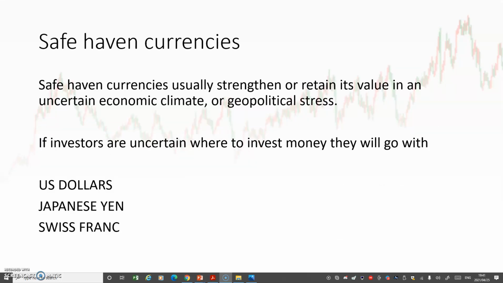And then safe haven currencies strengthen in value in uncertain economic climates or geopolitical stress like COVID. But the US dollar didn't increase then, but usually it is the USD, the Japanese yen, and the Swiss franc. Last year we saw, with the interest rates being dropped in the US, gold obviously increased because of its negative correlation to the US dollar.